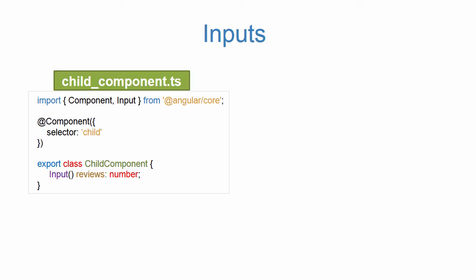So inside of our child component, we first need to import the input decorator, and then inside of our class, we invoke our input here, and then we create a property of whatever we want, in this case named reviews. So this property can be anything, and you can think of it like a variable that's going to represent some value we get from the parent. And then we need to define its type, which in this case is a number. So this property called reviews is going to contain a number of reviews given to us by the parent.